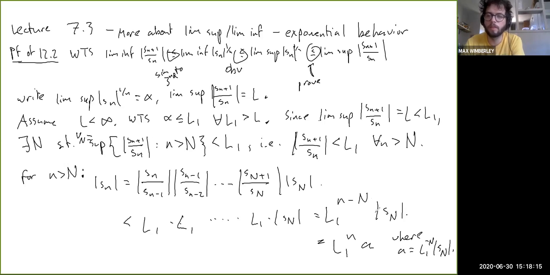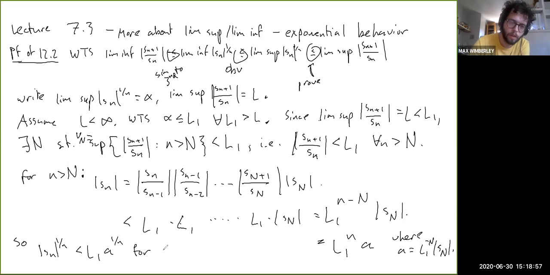Okay, so all we're trying to do is isolate this exponential. This part grows or decays exponentially with little n, right? We just want to isolate the dependence on little n, so we're grouping everything else into a constant. And then if we take the nth root, then Sn to the 1 over n is less than L1 times A to the 1 over n, right? For n greater than N.